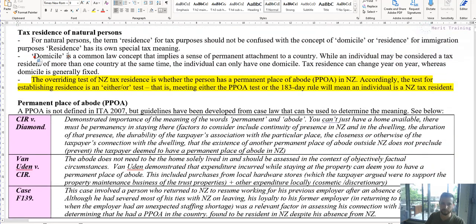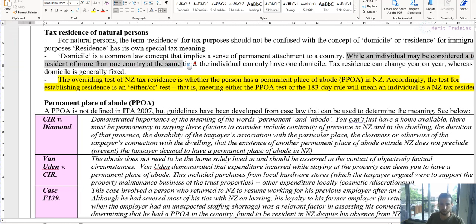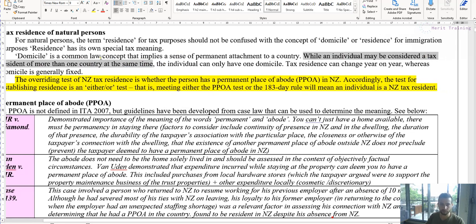So, but just quickly, what a domicile is, it's basically a term established in common law. And what common law is, basically, is in the courts, right? People have gone and sued people in these grey areas, and the judges help clarify these areas by defining certain terms and concepts. And domicile is one of those grey area terms which the courts have determined the definition of. So basically, what the courts have determined is that an individual can be a tax resident in more than one country at any time. So you can be an Australian resident and a New Zealand tax resident, but you can only have one domicile. So tax residency can also change year on year, whereas domicile is generally fixed.